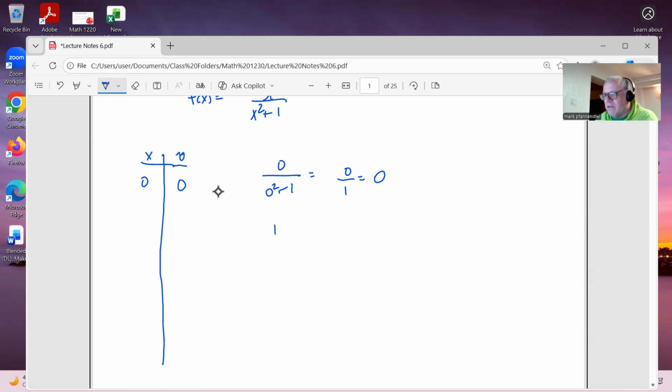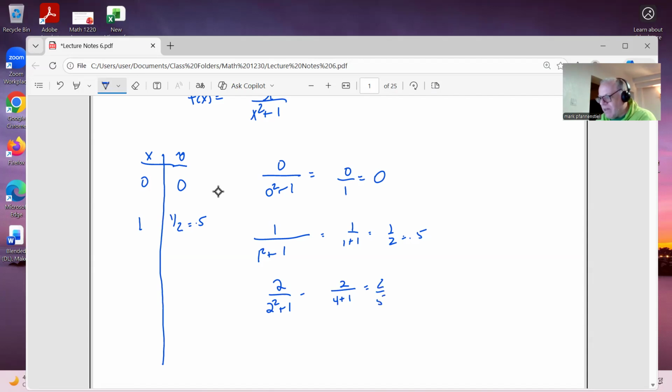Let me plug in 1. So we're going to say x is 1. So we're going to have 1 over 1 squared plus 1, which is going to be 1 over 1 plus 1, which is 1 over 2. So that's 1 half, which is about 0.5. I plug in 2. We're going to say this is 2 squared plus 1. So that's going to be 2 over 4 plus 1. So we end up with 2/5. That's 0.4 exactly.